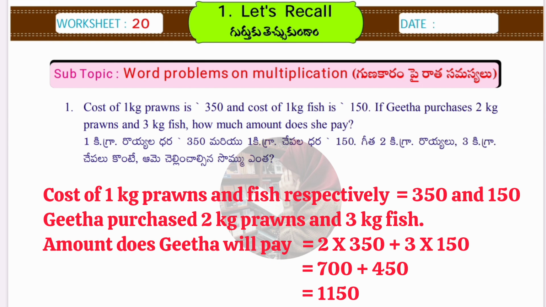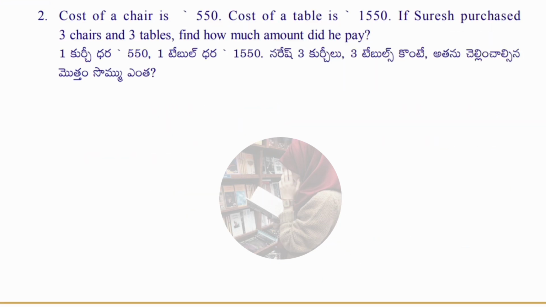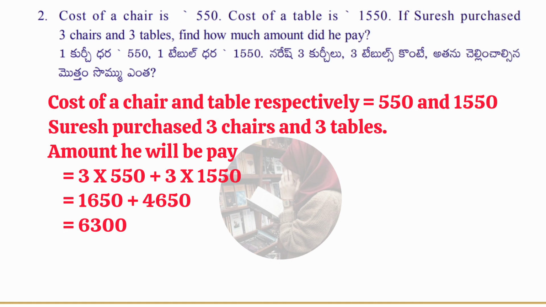We'll get 2 multiplied by 350 is 700 and 3 multiplied by 150 is 450. We have to do the sum. We'll get the final result, how much she spent: 1150 she pays for both. Let's see the second question here. Cost of chair is 550. Cost of table is 1550. If Suresh purchased 3 chairs and 3 tables, how much amount does he pay?